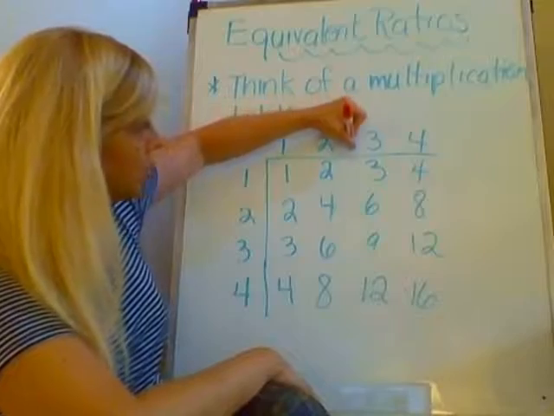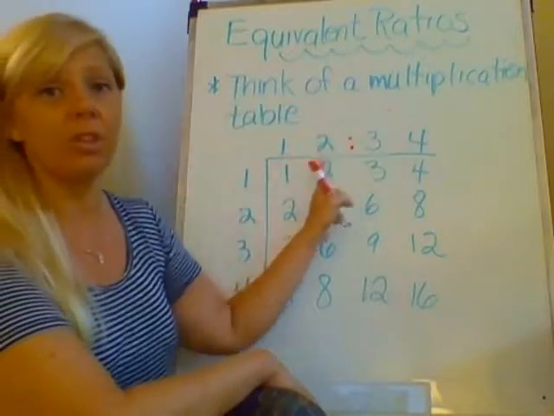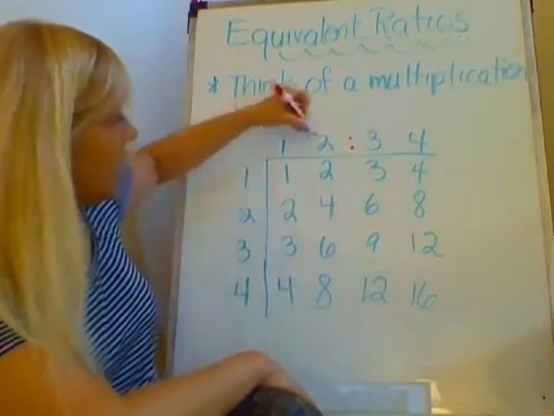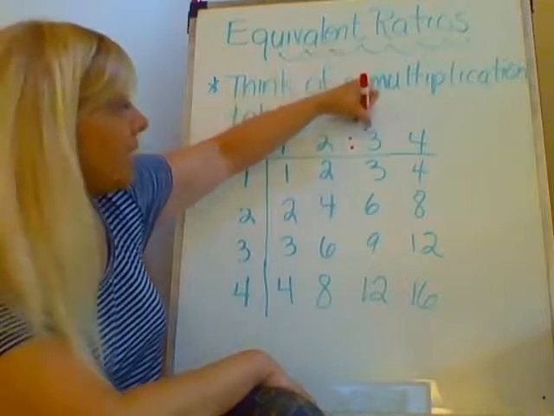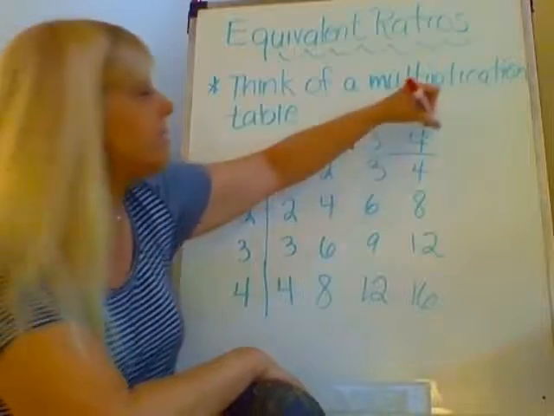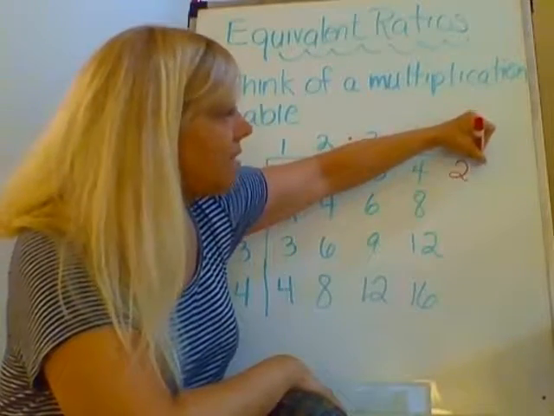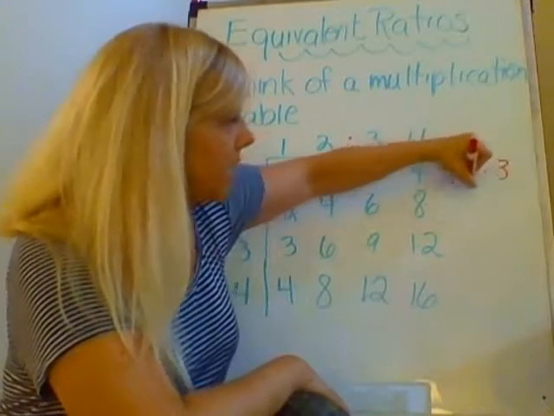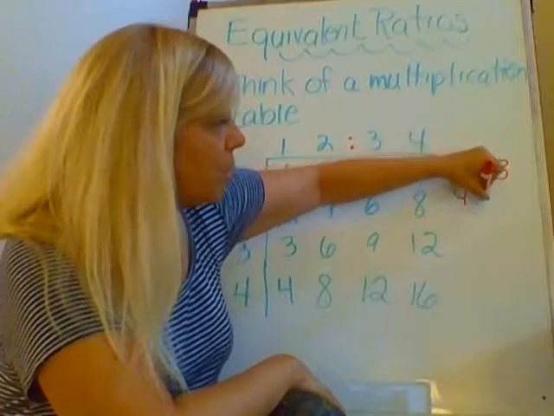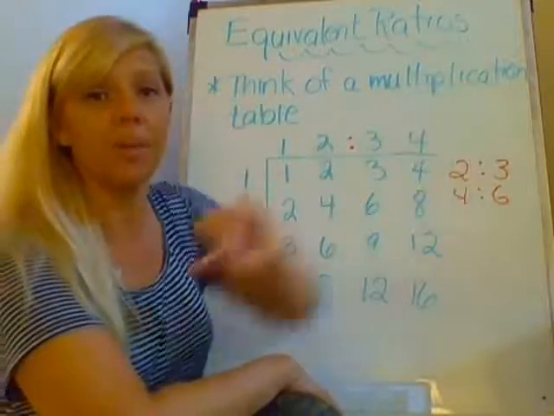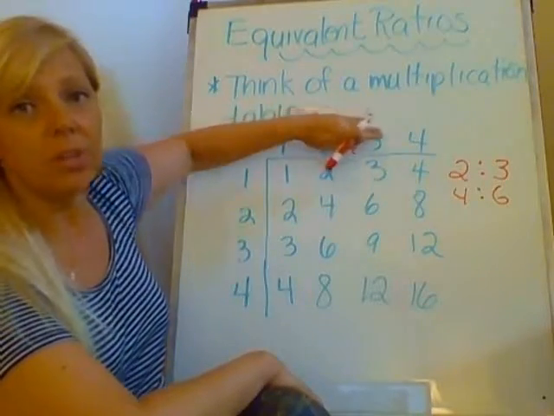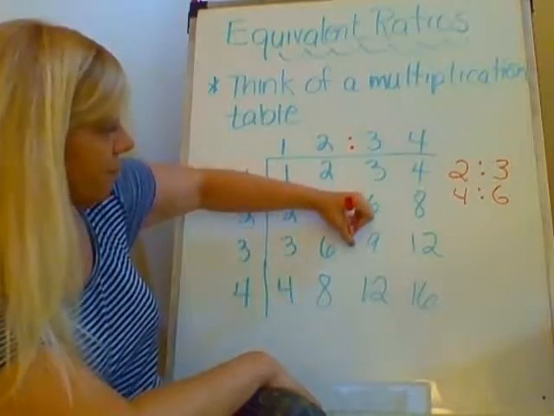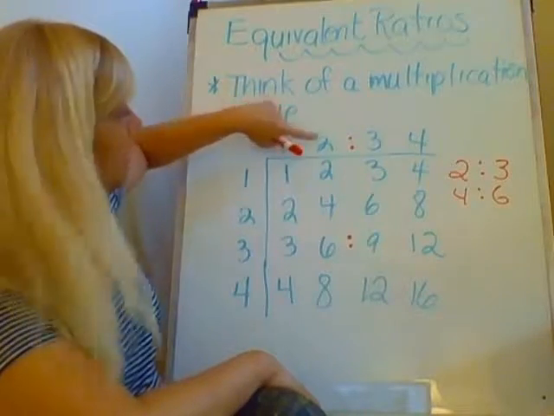So if I go 2 to 3, and I'm just looking at my 2 to 3 ratios, okay? If I take 2 and double it, I can make 4. And if I take 3 and double it, I can make 6. So over here, I can say 2 to 3 is equal to 4 to 6 because both of them have been doubled.